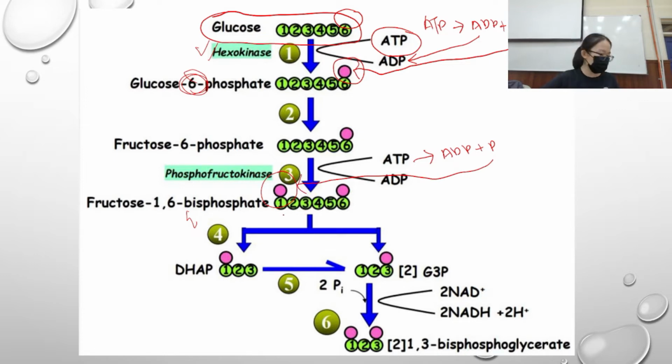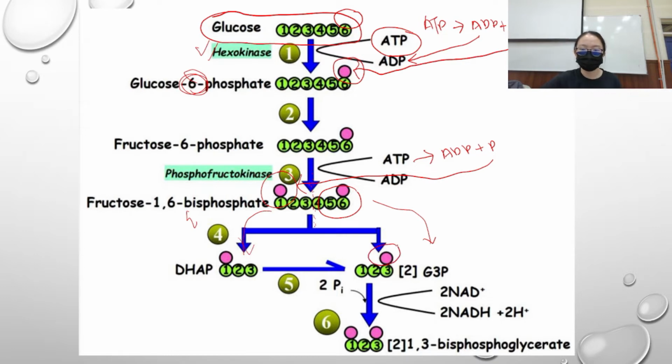Okay, now fructose 1,6-biphosphate will split. Okay, split. You imagine they already have 2 phosphates, so they have already become rich. And now when they're rich, they split up, and this forms G3P. And here, it is DHAP. What is the difference?